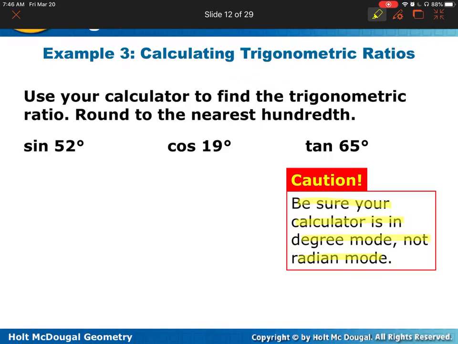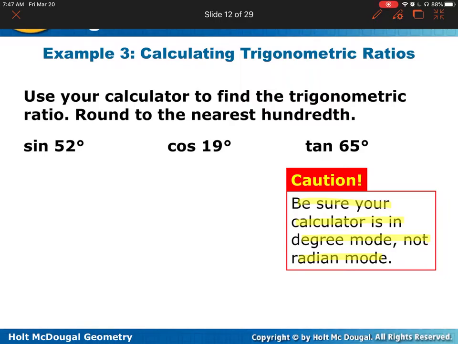So how do you know whether or not it's in degree mode? For most of you, you click the mode button, and then you go down, I think it's either the second or third one, that says degrees or radians, and you make sure that degrees is highlighted. It's got the little box around it. If it is, then you are good to go. So then you just click sine of 52, and it comes up with your answer.